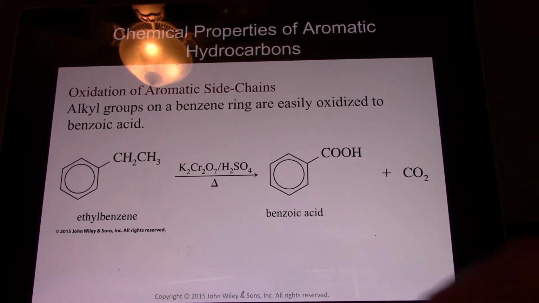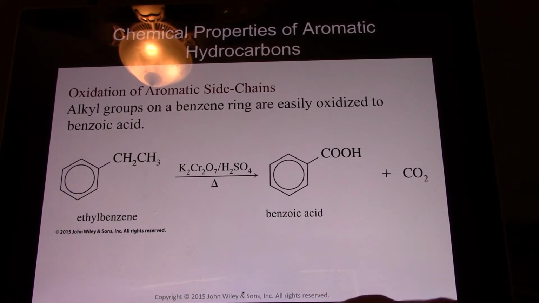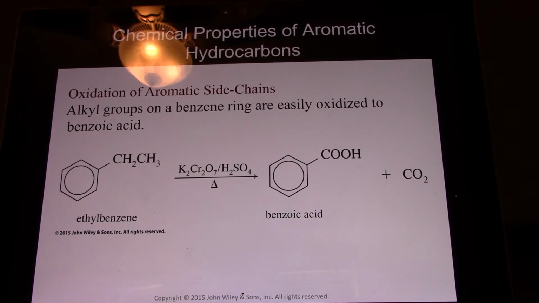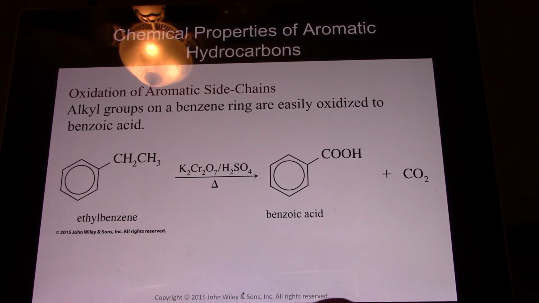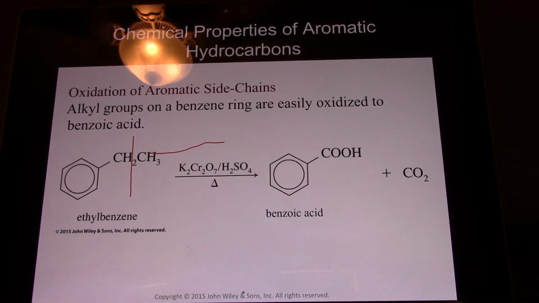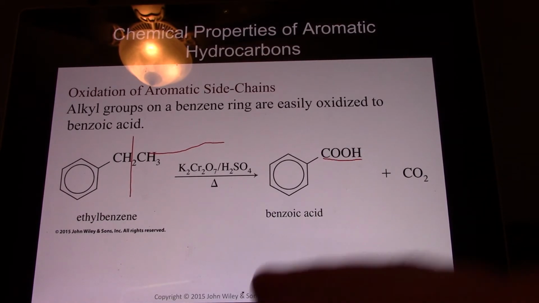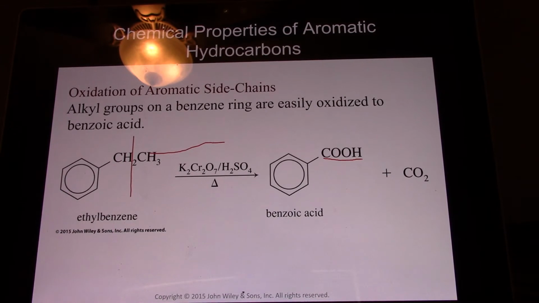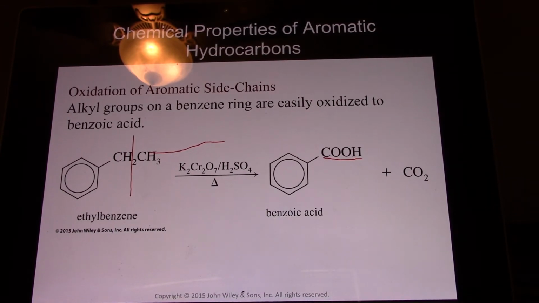Oxidation of aromatic side chains. Chromic acid and sulfuric acid are very harsh chemicals, so they will pretty much destroy everything. It doesn't really matter what all is over here. You're going to just be left with one carbon, and it's going to be completely oxidized. And so if you react any alkyl substituted benzene with chromic acid, with sulfuric acid, and heat it, you'll end up with benzoic acid. Very, very harsh chemical system.